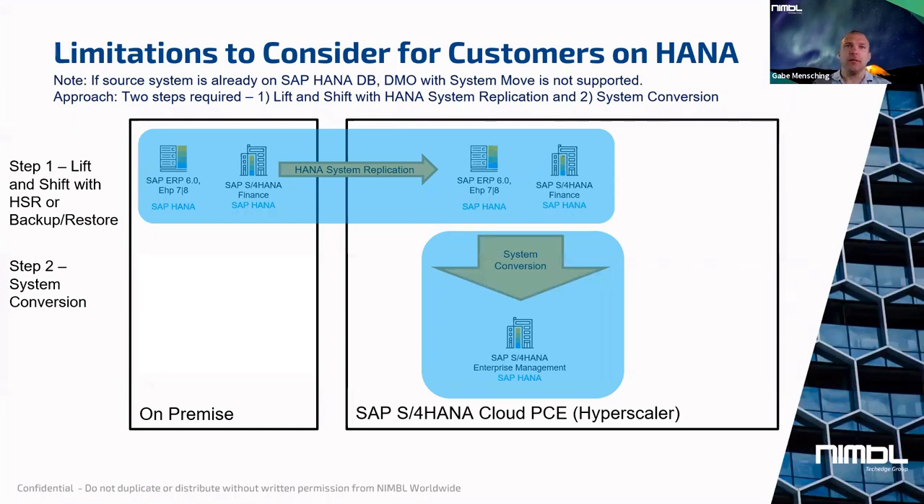And so we will actually migrate your system from your on-premise or hosted environment and do a lift and shift. We don't need to upgrade anything. We simply can do HANA system replication to move the system over, or backup and restore using a HANA backup. Restore the system over to your S/4HANA Cloud PCE environment, and then actually do the system conversion using the software update manager. So two steps, two downtimes, but it still gets you to the end of being on the S/4HANA Cloud Private Cloud Edition.